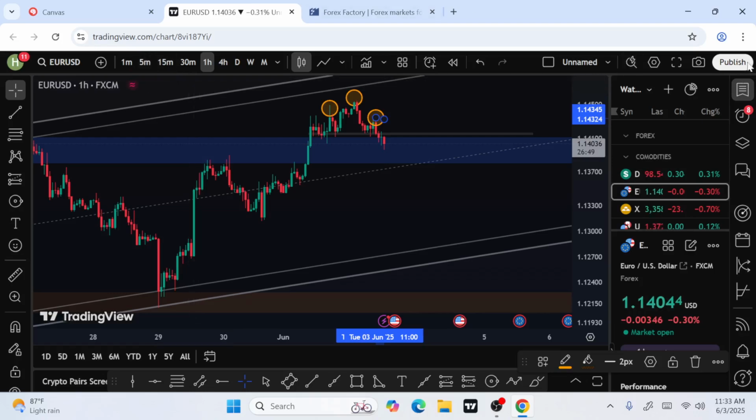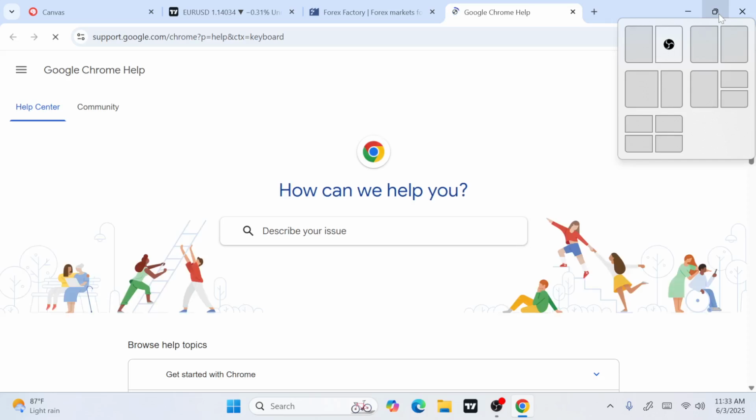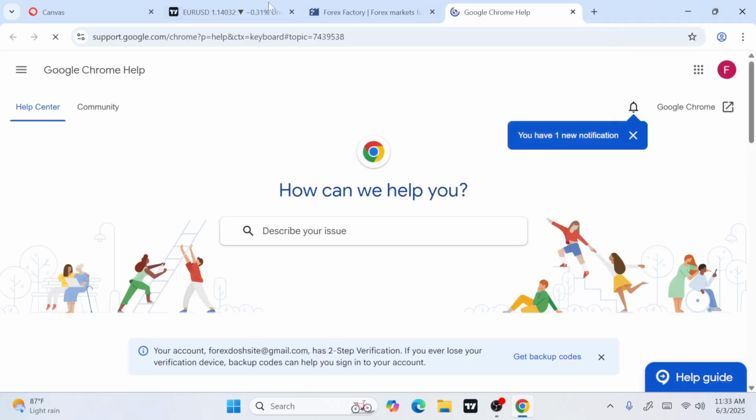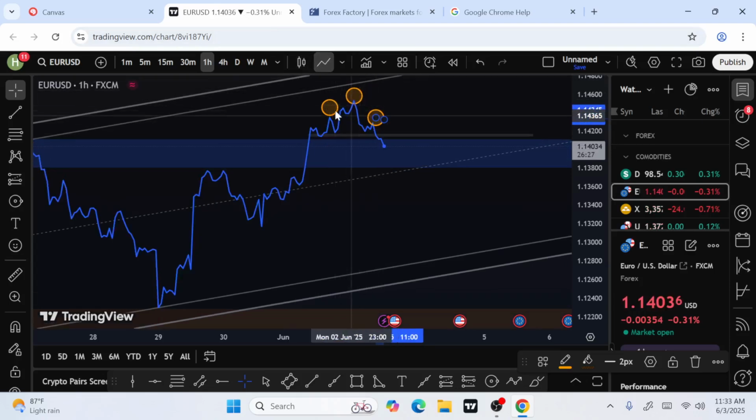Some people form a guy, like this, and it becomes part of them. So that is it. In as much as the shoulder is not higher than the head, this is a head and shoulder pattern. Where is the neckline? Okay.